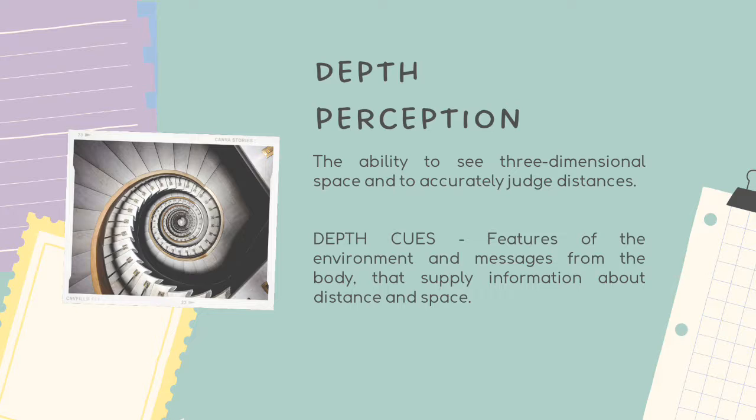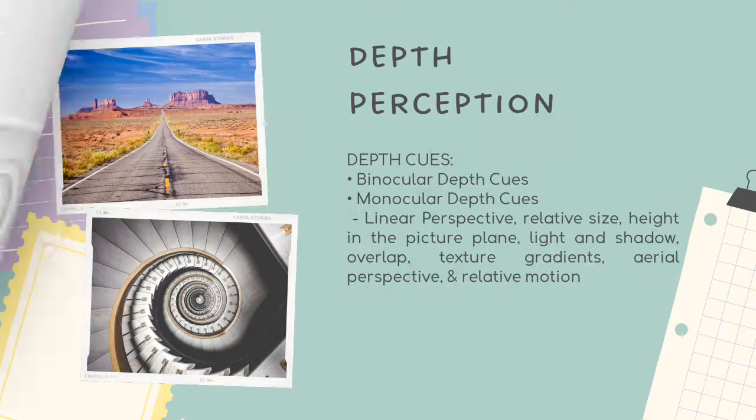We learn to construct our perception of three-dimensional space by using a variety of depth cues. Depth cues are features of the environment and messages from the body that supply information about distance in space. Some cues require two eyes, binocular depth cues, whereas others will work with just one eye, monocular depth cues.